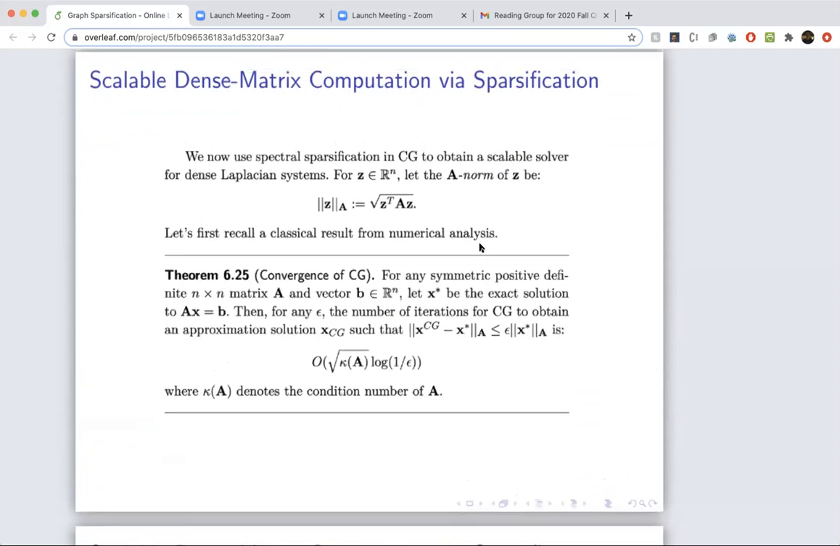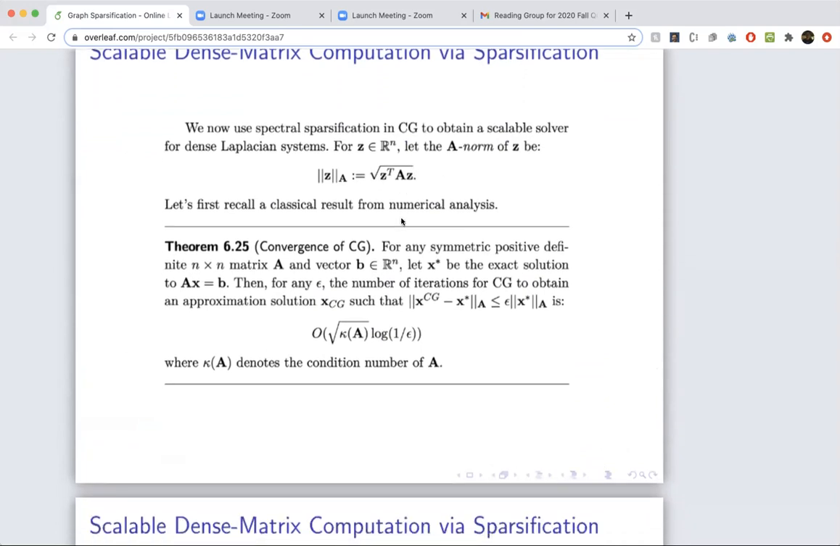One thing that we can talk about here is the A norm of a vector z. The A norm is defined as this. Essentially, we're putting the matrix A in between this inner product, before we take the square root. And this is a theorem for the convergence of the conjugate gradient algorithm that says that if x star is our exact solution, then the number of iterations for conjugate gradient to obtain an approximate solution is on the order of the square root of the condition number of A times log of 1 over epsilon.